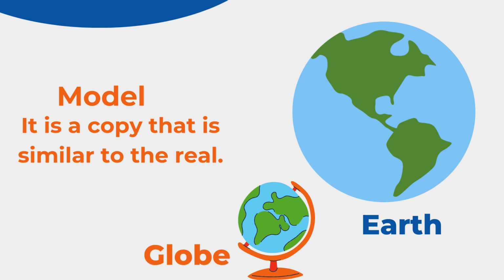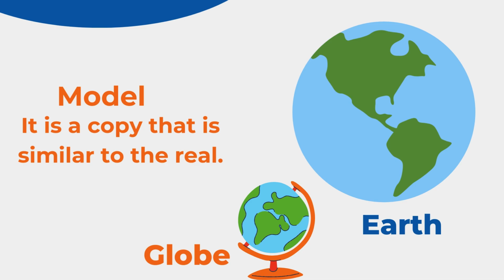So the model means to make a copy that is similar to the real. As here we have Earth. Okay, we can't see Earth or study Earth because it's very big. So we make a model like the globe. The globe is a copy of the Earth, having the same things and the same shape of the Earth, and this is to make studying Earth easier.